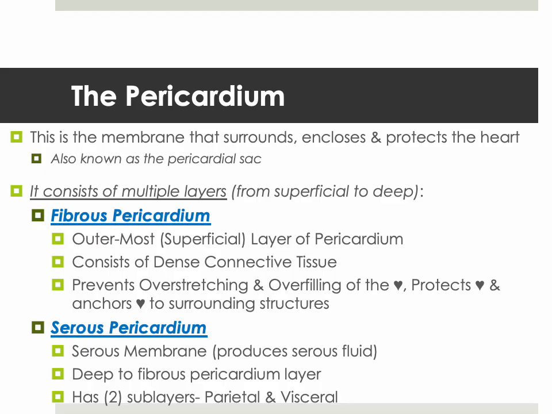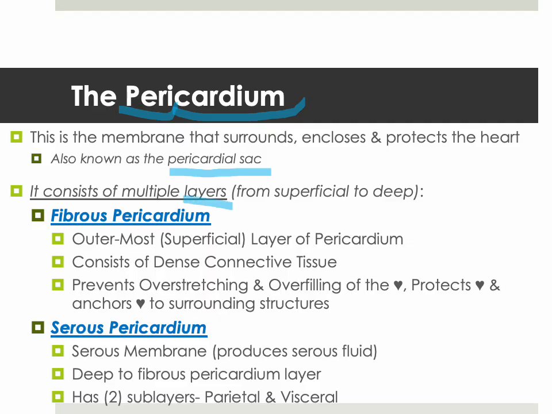All right, so there is a membrane that surrounds, encloses, and also protects the heart. It's called the pericardium. If you think about the word in parts, peri means around, cardium, the heart, right? It is also known as the pericardial sac, and it has different layers.